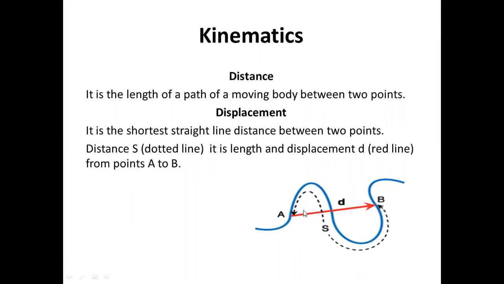But displacement will be the straight line distance between the 2 points, and that straight line distance is shown by this red line. So distance is the length of the path followed by a moving body between 2 points, whereas displacement is the shortest straight line distance between the 2 points given by this red line. Distance is a scalar quantity, displacement is a vector quantity. Since displacement is a vector quantity, we need to specify the direction of the displacement also. In the present case, the direction of the displacement is from the starting point A towards the ending point B, from the initial position A to the final position B.